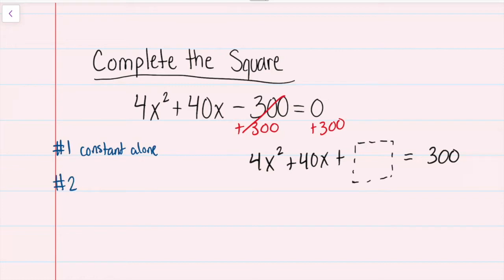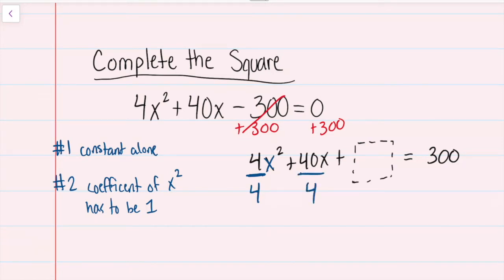Step number 2 is the coefficient. Coefficient of x squared has to be a 1. In this case, look at the x squared. X squared actually has a 4 in front of it. Well, if we want to make it 1, we have to divide it by itself, because 4 divided by 4 is 1. That's what we want. But if we do it to one number, we have to do it to all of them. Every single number you see right now.